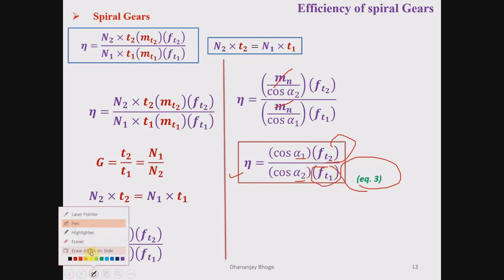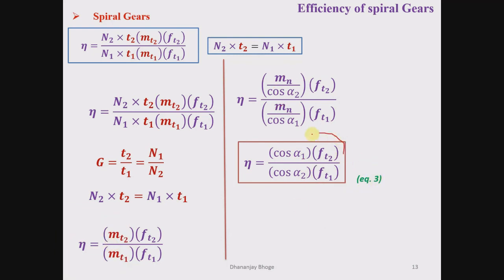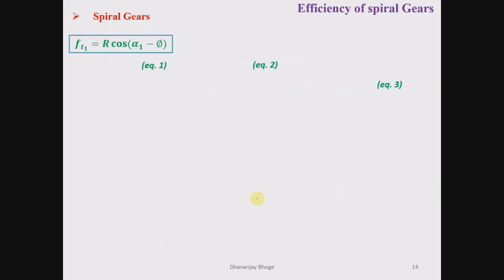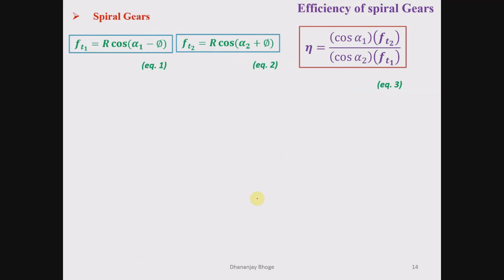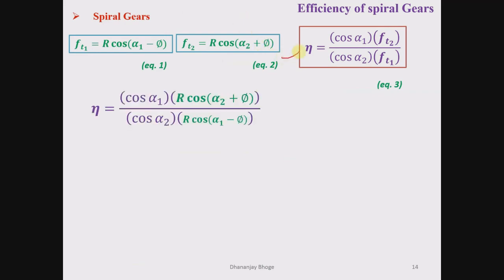Now what do we have to do? We will substitute the values of tangential forces which we derived from the equations before, in order to obtain the final equation. So we have Ft1 equals R cos of alpha 1 minus phi in equation 1, Ft2 is equal to R cos of alpha 2 plus phi in equation 2, and we have equation number 3. So now simply put the values of Ft1 and Ft2 in equation number 3, Ft2 in the numerator and Ft1 in the denominator.